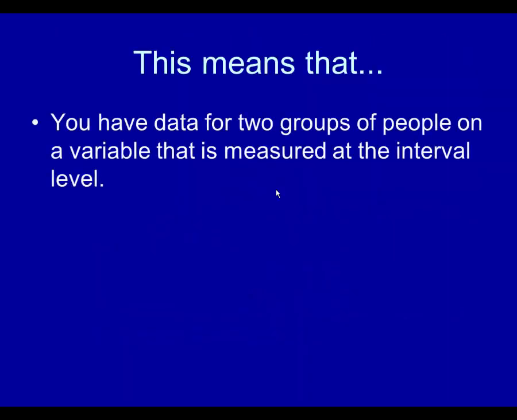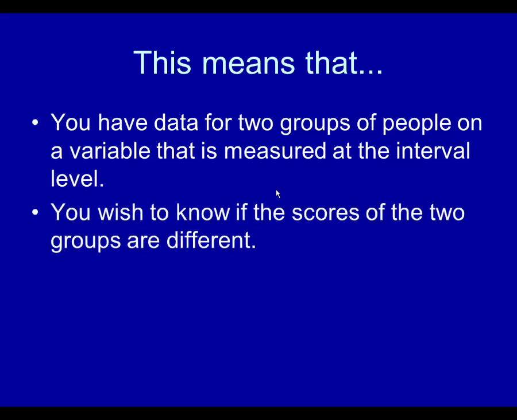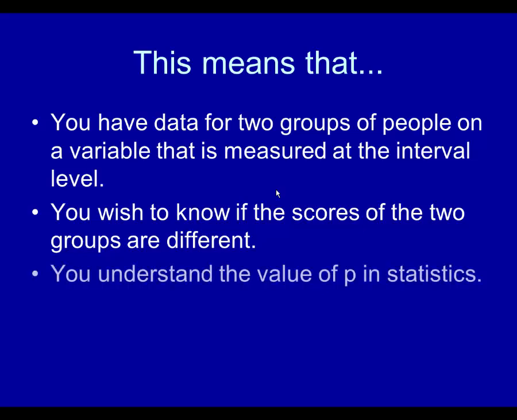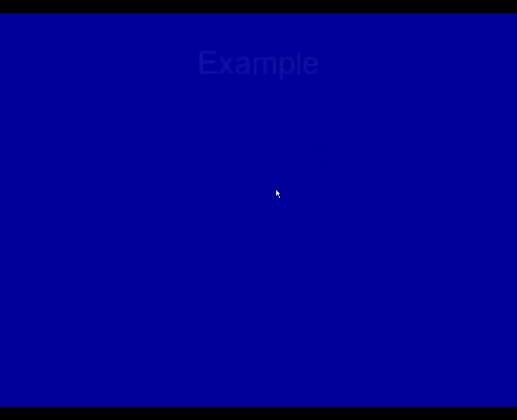So I'm making the assumptions you have data for two groups of people on a variable that is measured at the interval level, maybe depression scores, anxiety scores, grades in school, or whatever, and you have it for two different groups of people. You wish to know if the scores of the two groups are different. Is the mean grade for the boys in your school different from the mean grade for the girls? That's one example. Also, I'm assuming you understand the value of p in statistics and basic statistical concepts.